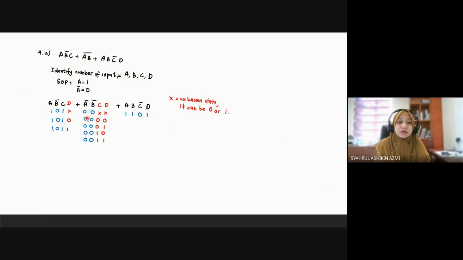Then we proceed, write up the possible input combinations. A bar and B bar is 0, so you just copy 0, 0 until here. And then this is for the possible input combinations for the unknown state. Okay, how about the third? The third input variable is A, B, C bar and D, just following this SOP form here. So 1, 1, 0, 1. So these are all the input possibilities that lead us to the output of 1.